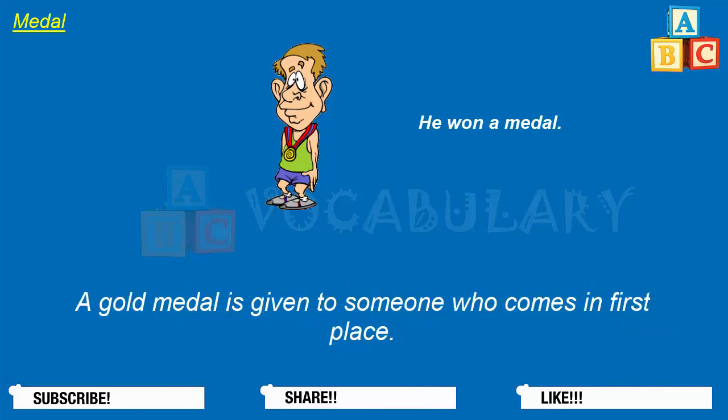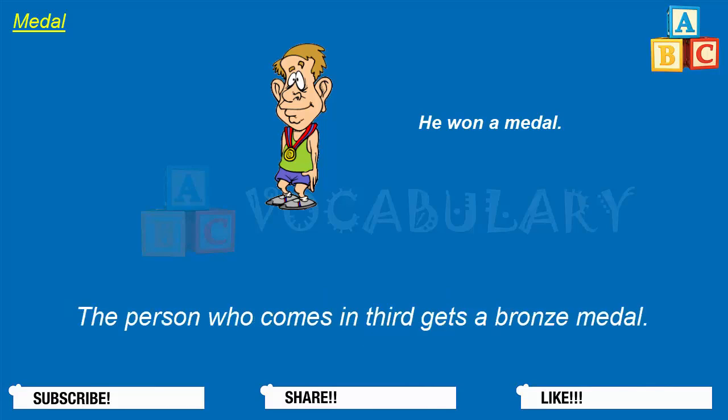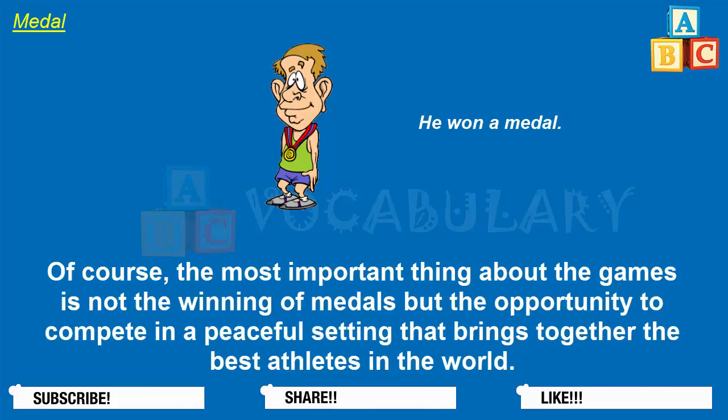A gold medal is given to someone who comes in first place. A silver medal goes to the person who comes in second place. The person who comes in third gets a bronze medal. Of course, the most important thing about the games is not the winning of medals, but the opportunity to compete in a peaceful setting that brings together the best athletes in the world.